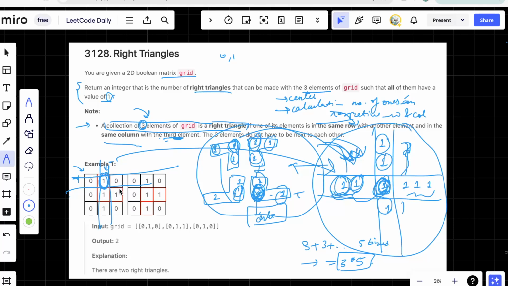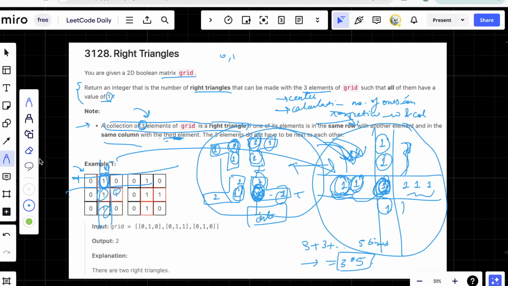That way we will be able to form the answer, because considering this one as the center, I can get all the number of right triangles. Similarly for this, I'm going to calculate the number of right triangles, and obviously I'll cover all the possibilities this way by considering this one as the center. All right, so I hope that is clear.